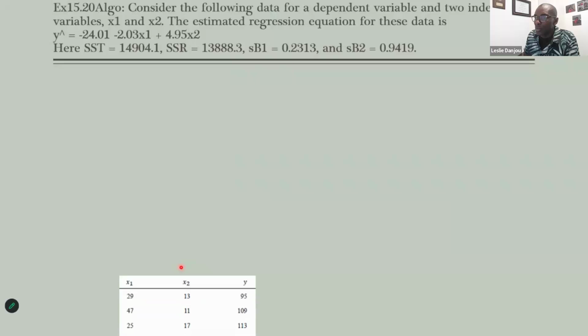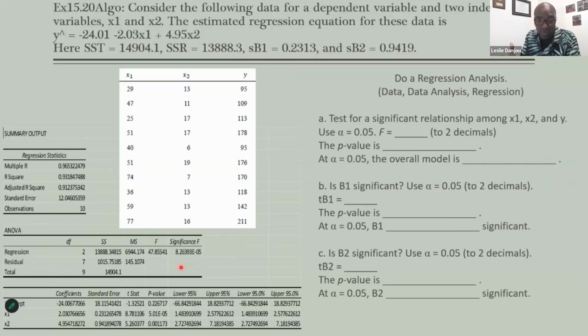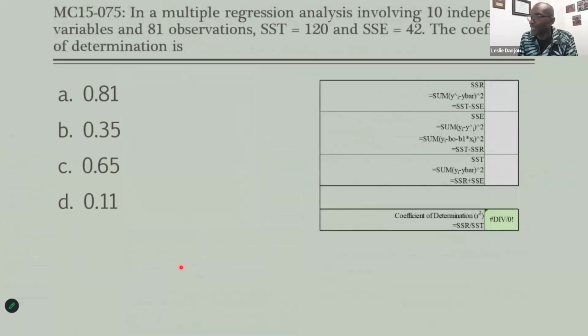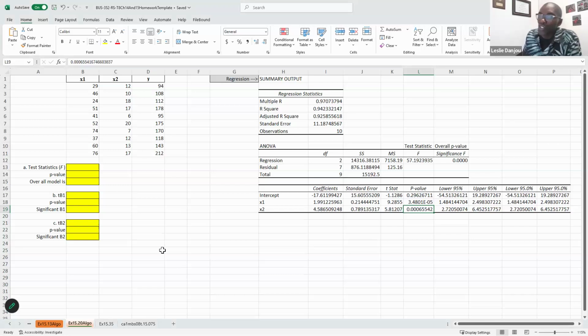Once again, these show up in your PowerPoint. 15.20 will be on your exam. All right. That's slightly off. And then 15.075 will be on your exam. All right. Good, good, good. So let's make sure that we get this one correct.